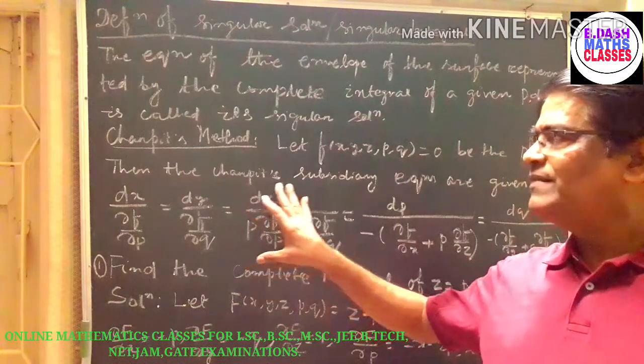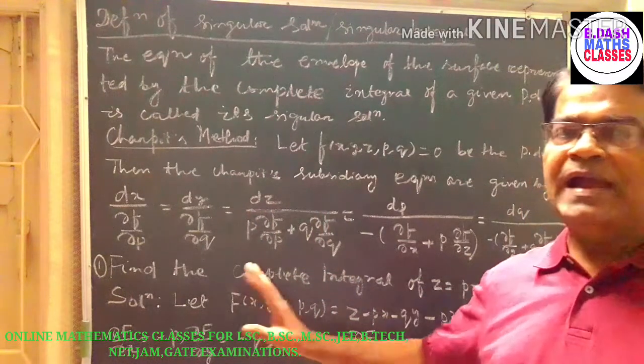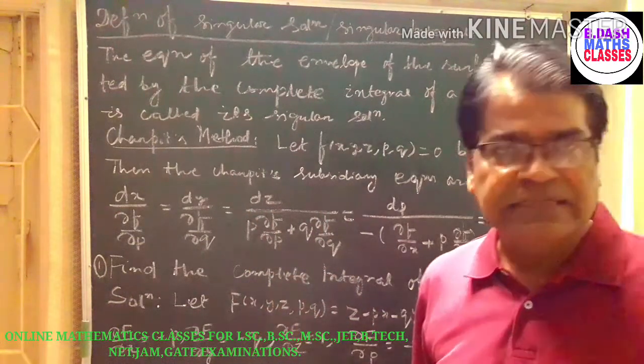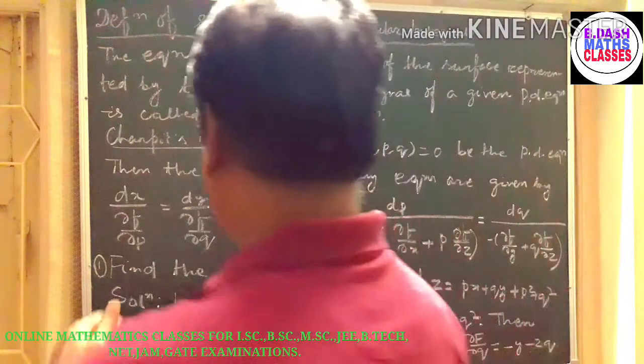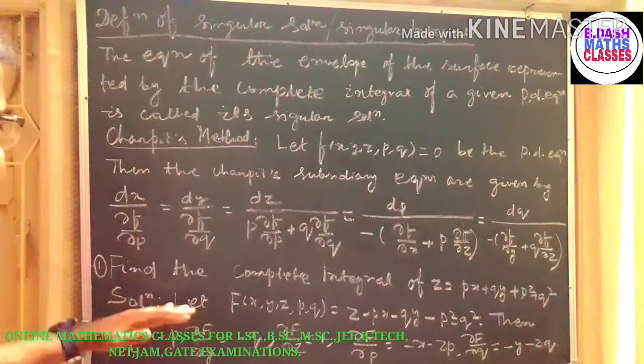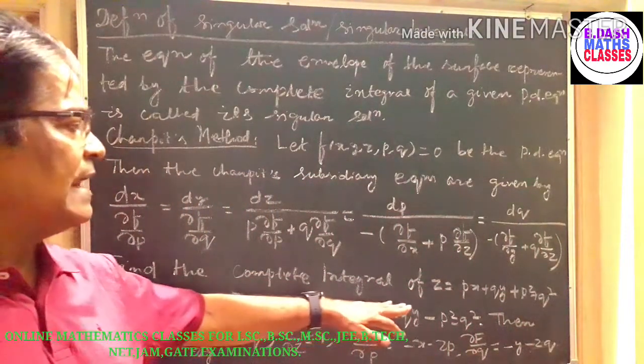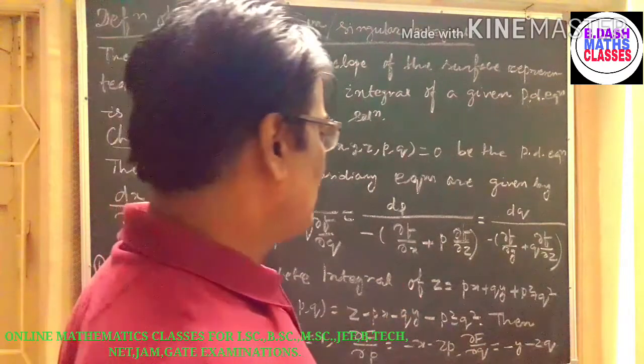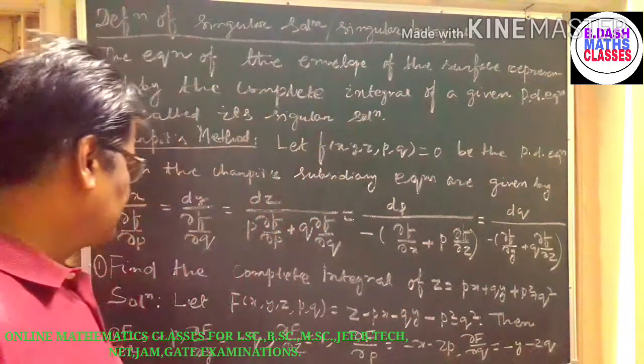This equation will be useful for solving partial differential equations. Let us apply Charpit's method for finding the solution of a partial differential equation. This is the first problem I have taken for you. Find the complete integral of z is equal to px plus qy plus p square plus q square.